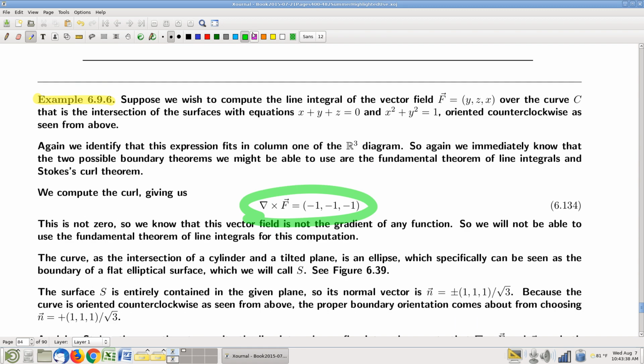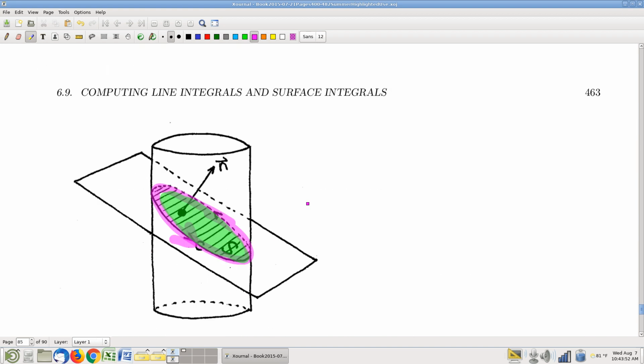notice the dot product isn't 0, right? The normal vector is 1, 1, 1. This dot product is -3. You're not going to get the geometric good fortune, and we've changed a line integral calculation into a flux calculation. Now, which would you rather?